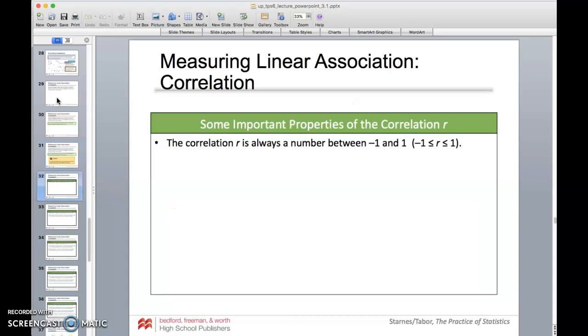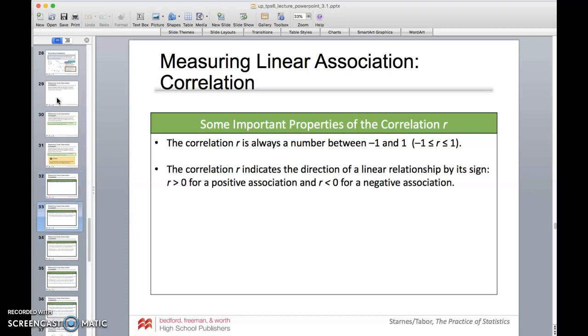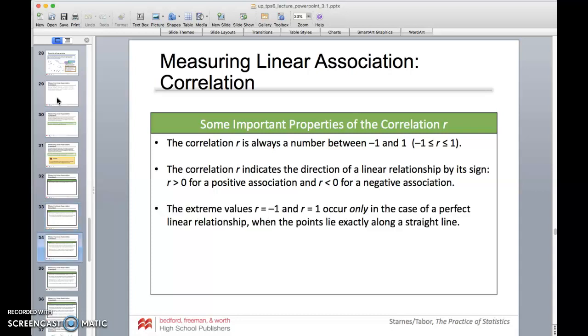Now the correlation is always going to be between -1 and 1. Obviously, if it's strong negative, it's going to be closer to -1. If it's strong positive, it's going to be close to 1. And if it's very random or not much of an association, it will be close to 0. So again, that sign will tell you whether it's a positive or negative association.